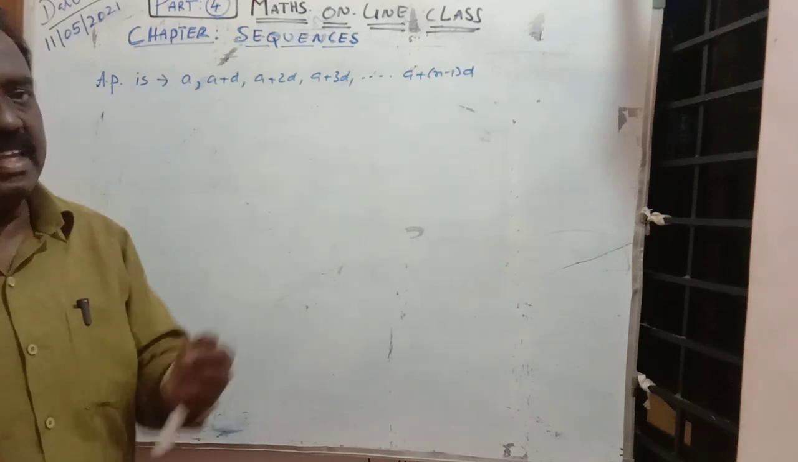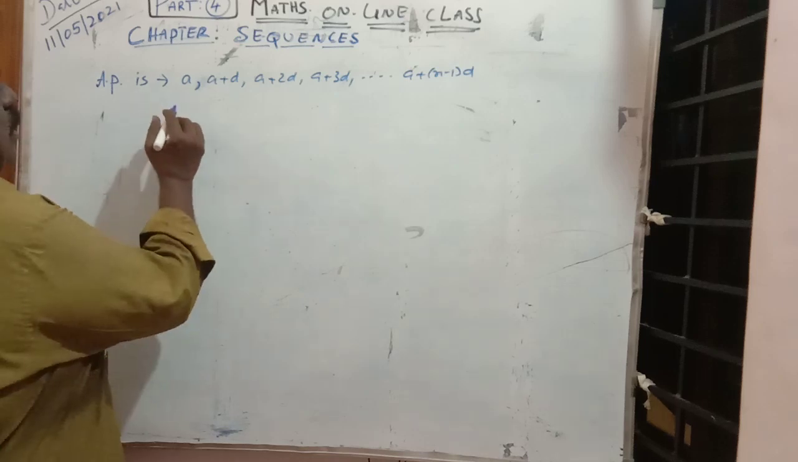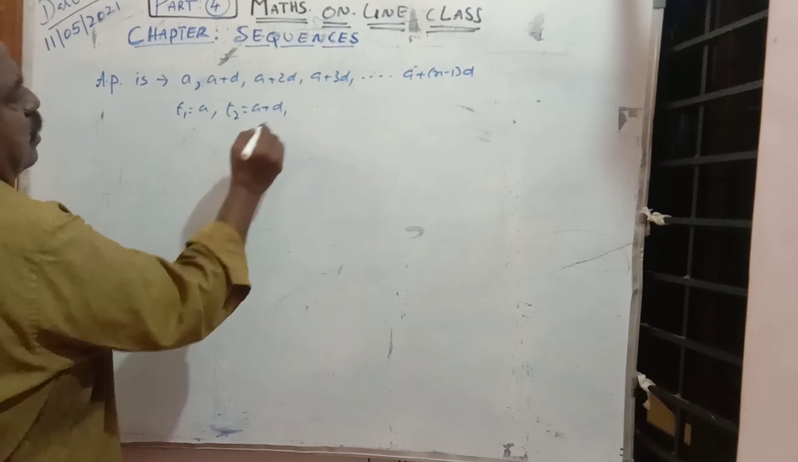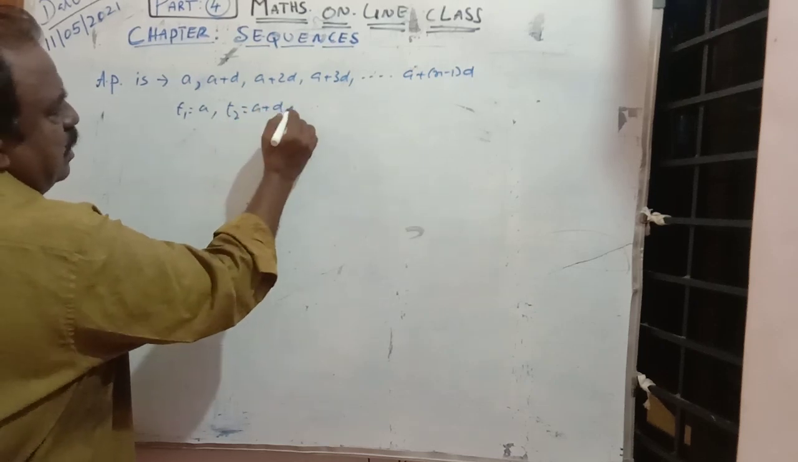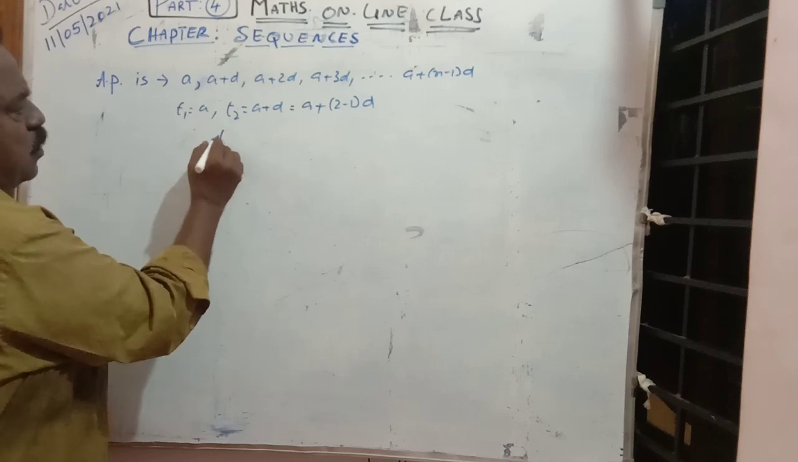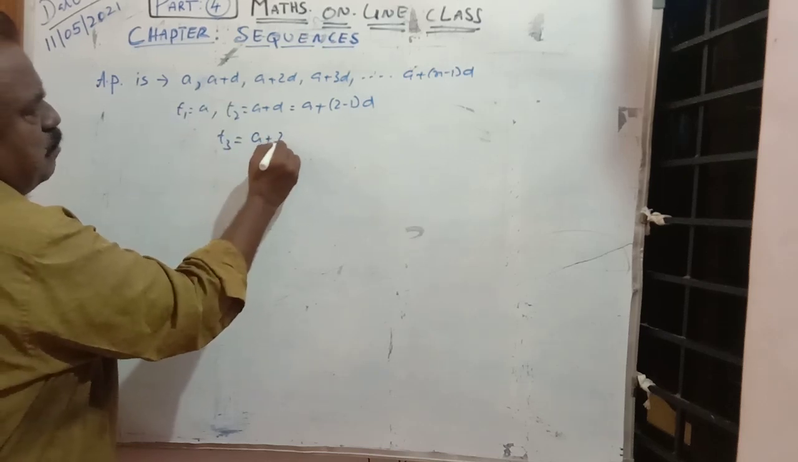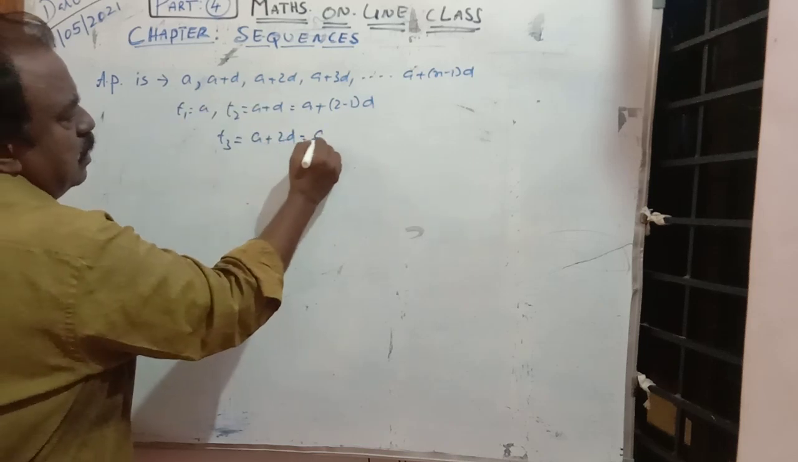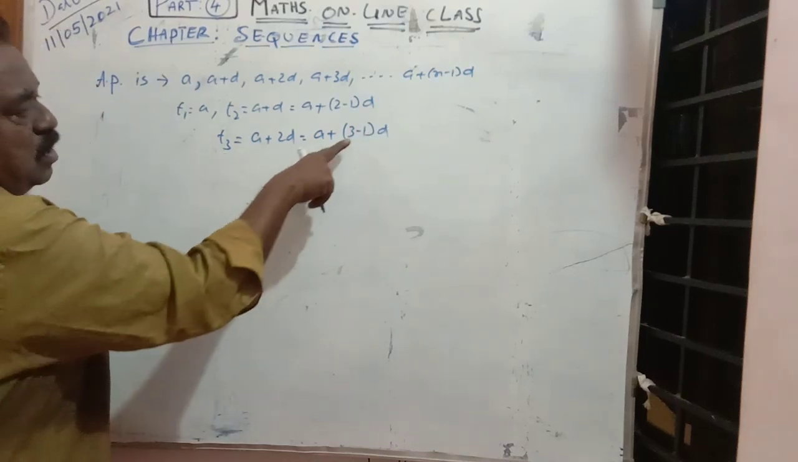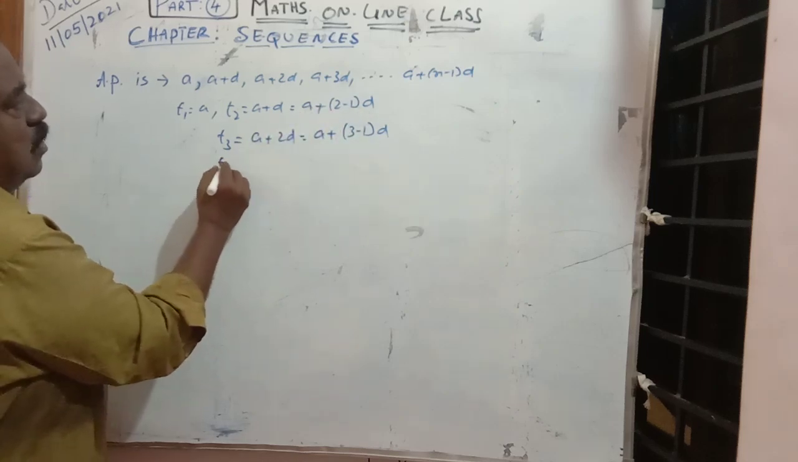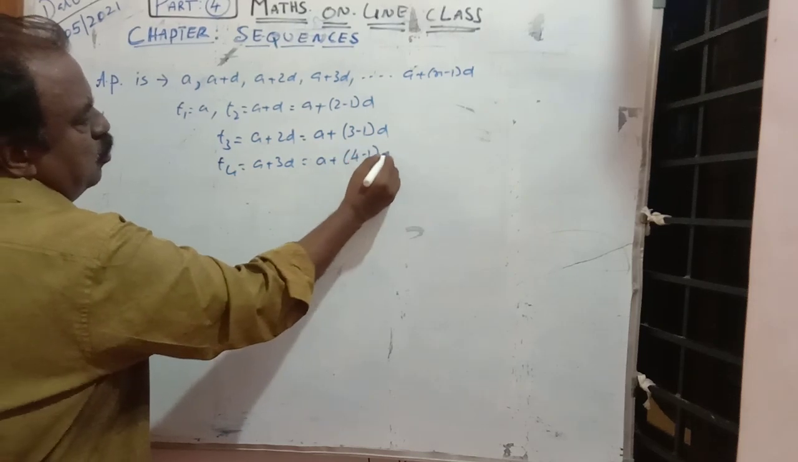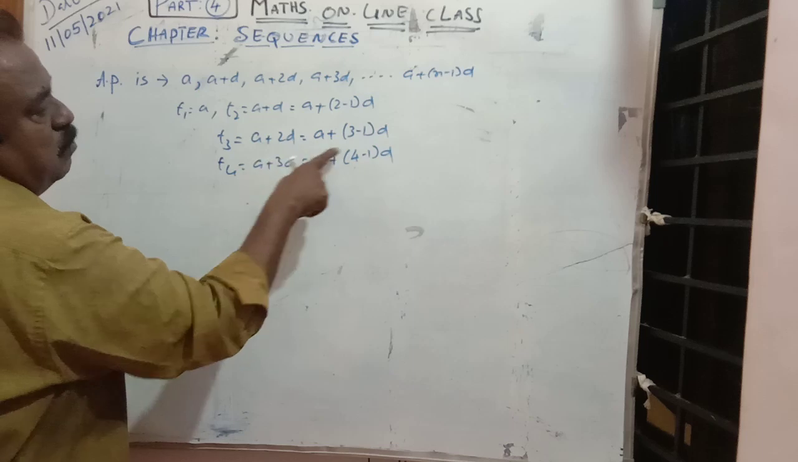How can we get this nth term? You see, T2 is A plus D. That means A plus 2 minus 1 D, for the second term. What is T3? A plus 2D, the third term. This also can be A plus 3 minus 1 D. 3 means 3 minus 1, the second term means 2 minus 1. T4 is actually A plus 3D, so it is A plus 4 minus 1 D. This 3 can be written as 4 minus 1.